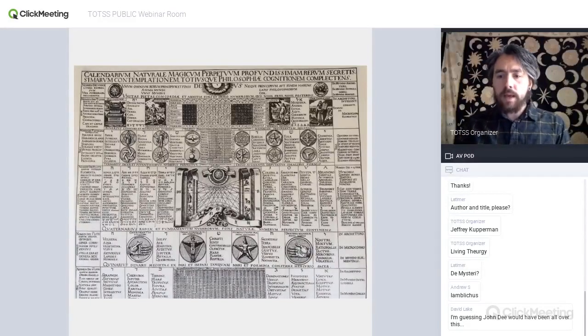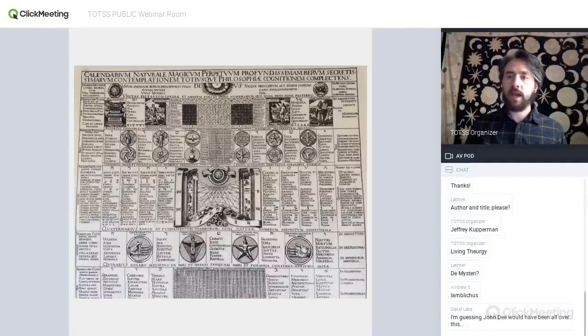Someone's commenting here that Dee would have been all over this. Dee would have died before this was published, but there's certainly a lot of this type of stuff in Dee. I mean, Dee does a lot with Kabbalah. There's stuff in his Hieroglyphic Monad that's very reminiscent. So yes, Dee is definitely an important and relevant person here.